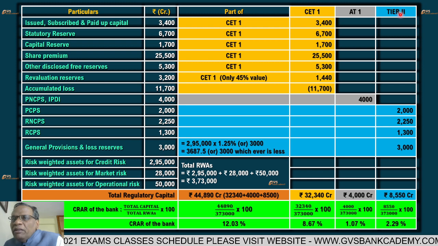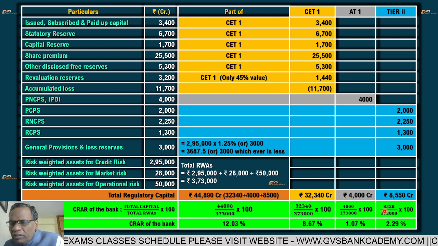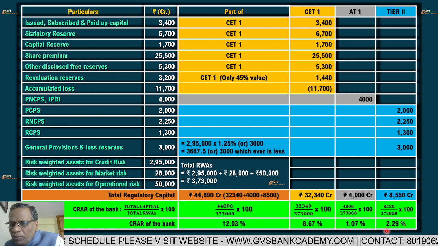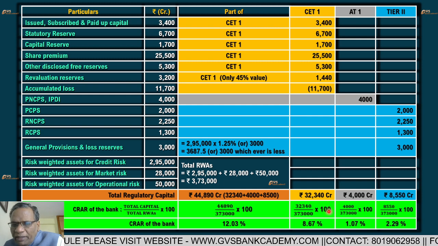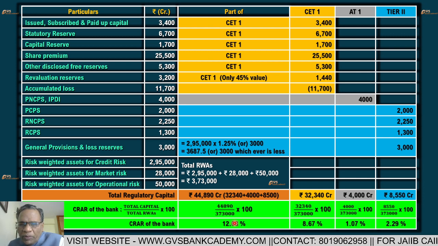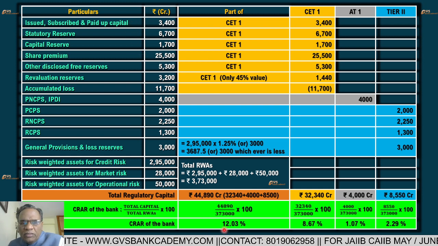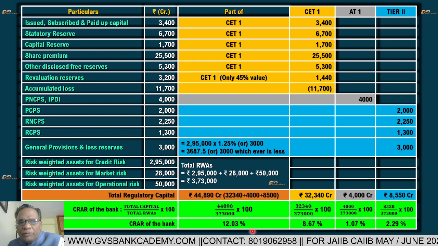Tier 2 capital is 8,550 crores. That is Tier 2 capital divided by total risk weighted assets 3,73,000 crores into 100, 2.29%. If we add 8.67 plus 1.07 plus 2.29, again you will get 12.03% CRAR. So ultimately, the CRAR of the bank as on 31st March is 12.03%.